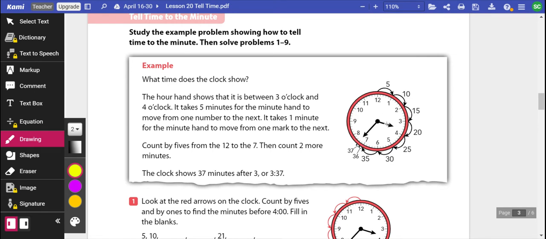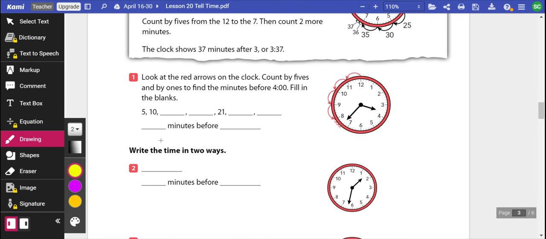So, for example, on this clock, it shows that the hour is between 3 and 4, and that it takes 5 minutes for the minute hand to go from one number to the next. So we're going to count by fives from 12 to 7. So they've done that: 5, 10, 15, 20, 25, 30, 35. And then these little tick marks that are in between there, we're just going to count by 1. So 35, 36, 37. So the time is 3:37, or another way to say that is 37 minutes after 3 o'clock. We're going to be looking at how we can say that with before and after on here as well.